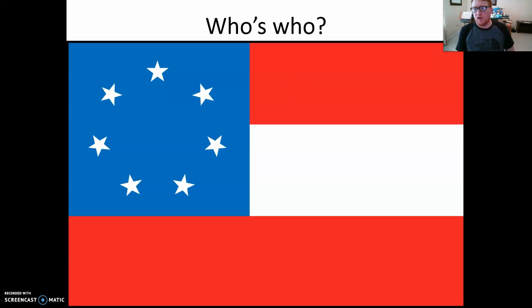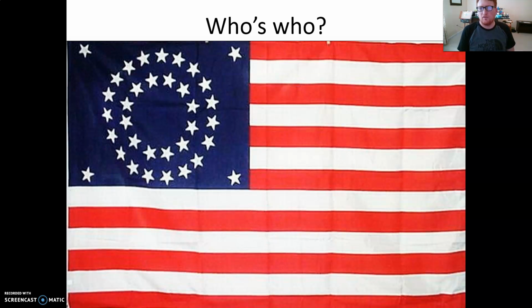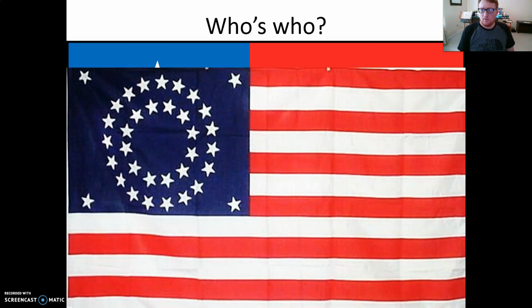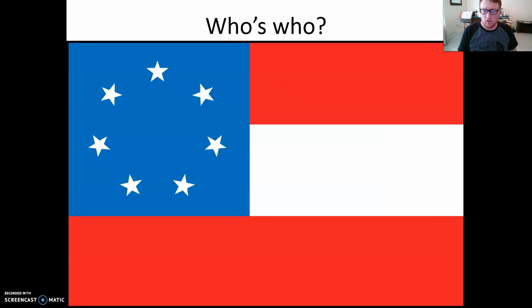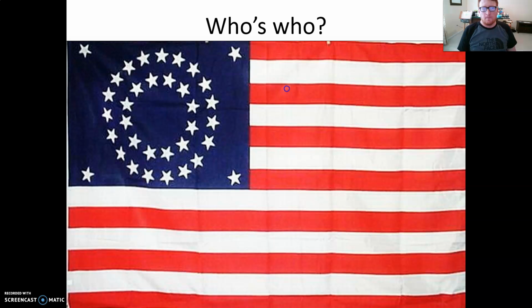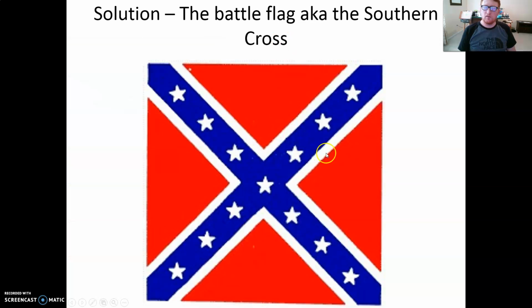So if you have this flag, that's the Union flag at the same time. And because every regiment had a flag, if the wind's not blowing and the flag's just a clump of red, white, and blue, yeah, I'm not going to know who's who. So the Confederates decide to get a new flag called the Southern Cross or the Battle Flag. It's the one that has caused a lot of controversy.